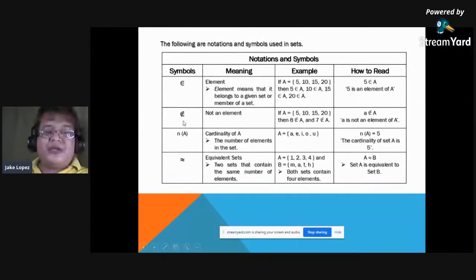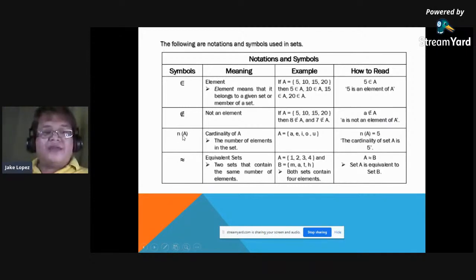And then itong E tapos may slash siya, meaning not an element. So here in set A, 5, 10, 15, 20, we know that 8 is not an element of A and 7 is also not an element of A. So for example, ang pagbasa sa kanya is small a is not an element of this capital letter A.